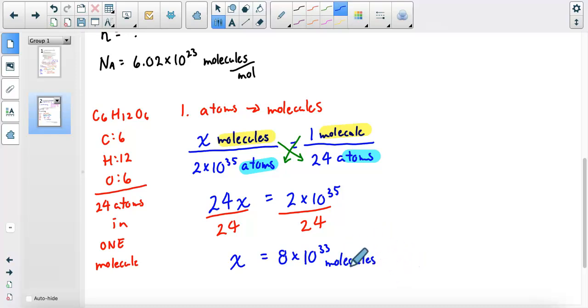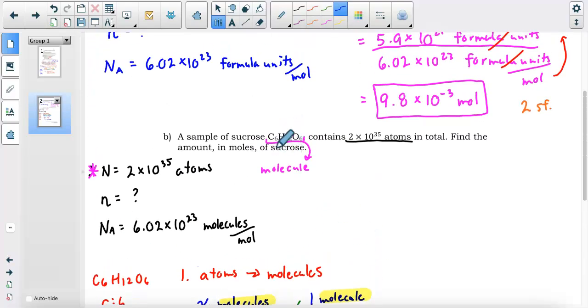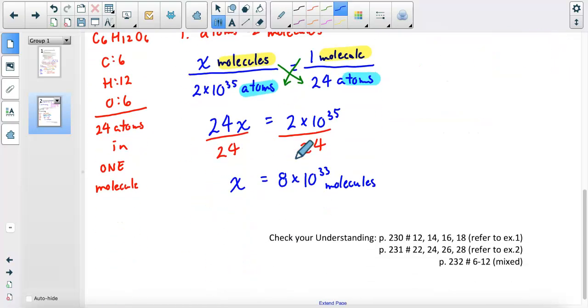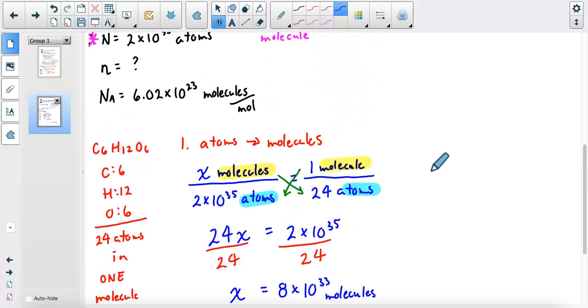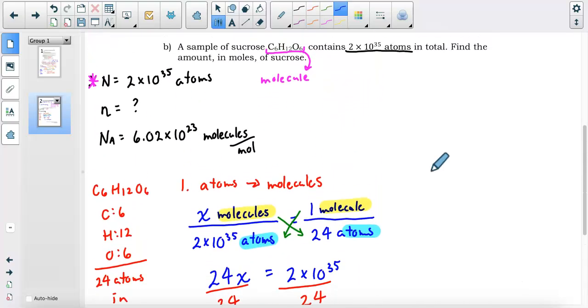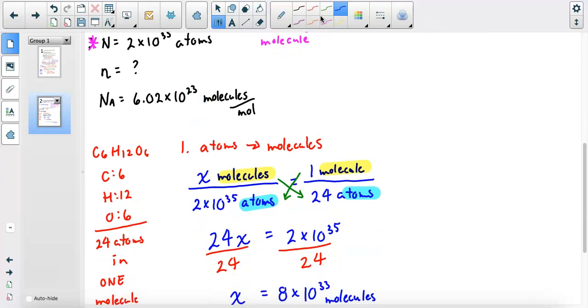So now that we have these units, these number of particles for what, again, we're working with here. This is a molecule, so that's why we need the number of molecules. So now we can actually use this and find the number of moles. Okay, so our step 2 here is going to be just that, finding the number of moles.